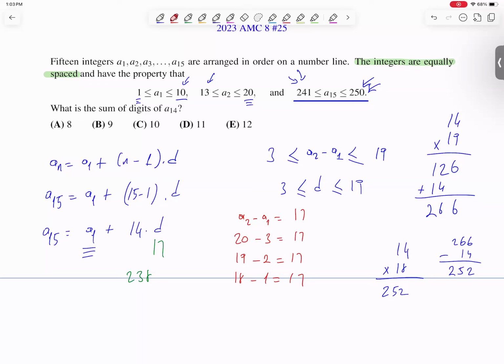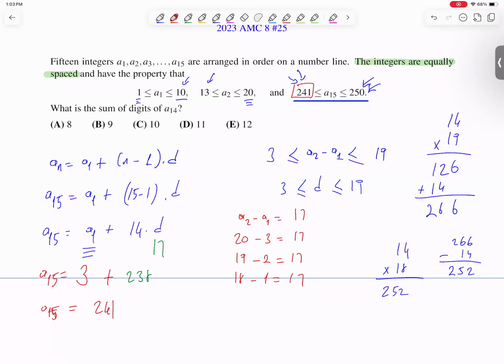It has to be 3, because 3 plus 238 is equal to 241, which is the lower bound of the 15th term. A1 cannot be 2 or 1, because it should be at least 3 to reach the lower bound of the 15th term. Now we know the first term, the constant difference, and the 15th term, which is equal to 241.